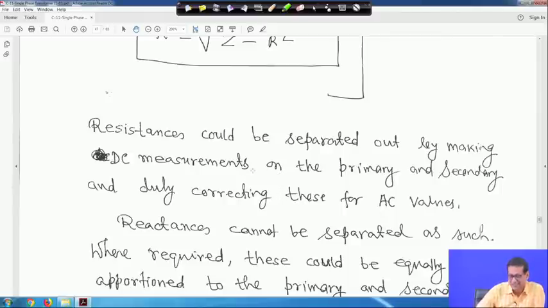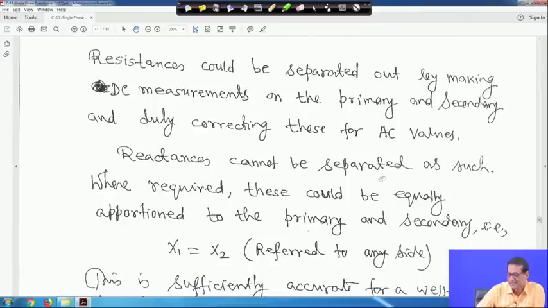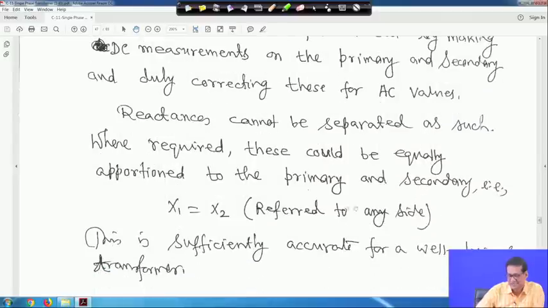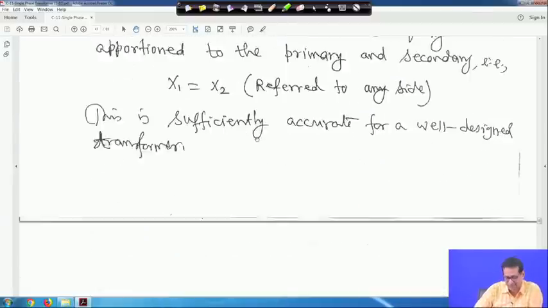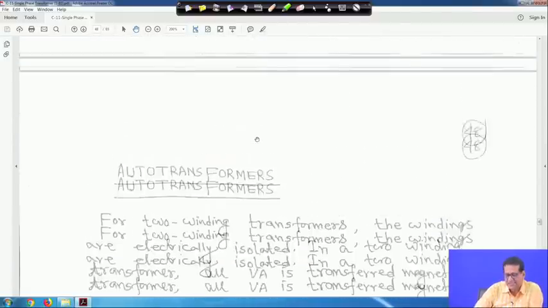Another thing is that reactances cannot be separated as such, but where required, this could be equally approximated to the primary and secondary side. For a well designed transformer, generally reactances X1 is equal to X2 referred to any side. This is sufficiently accurate for a well designed transformer, and for R1 and R2 it is just an exercise for you. Put it in the forum, saying sir, we are doing it like this, and we will give the answer whether you are correct or not. Numericals will come later.